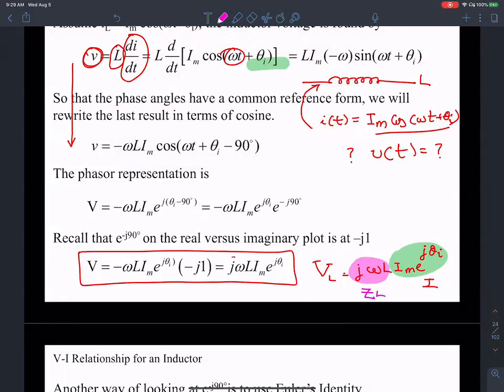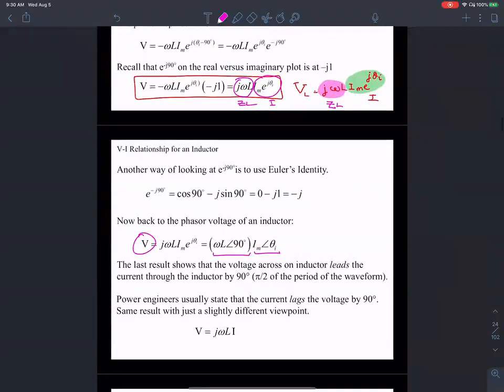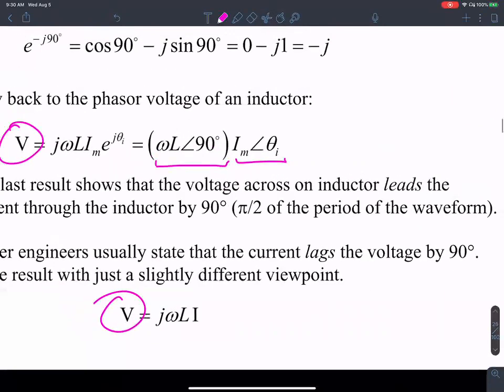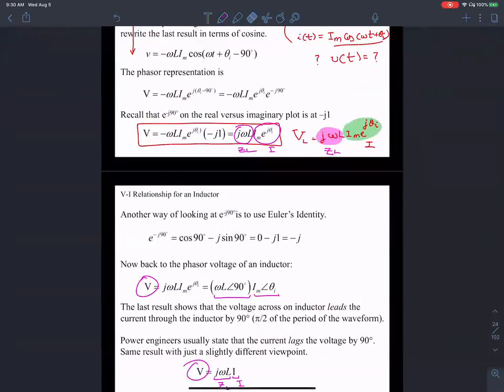Okay, if you call this term ZL, and if this guy is I, then your V is really ZL times I. So when you have an equation that looks like this, j omega L times I, this guy is called ZL, and this guy is your I. We'll come back to talk about this. Don't worry too much if you don't understand this a whole lot right now.